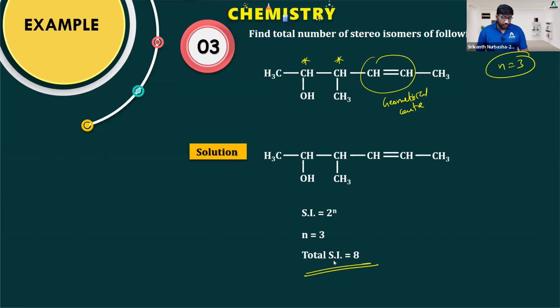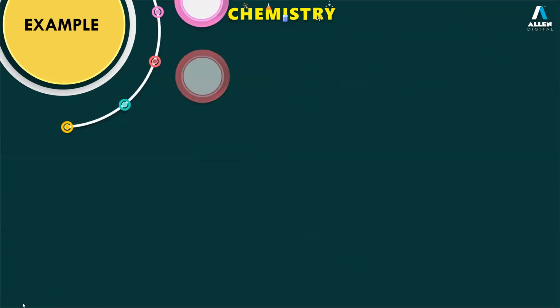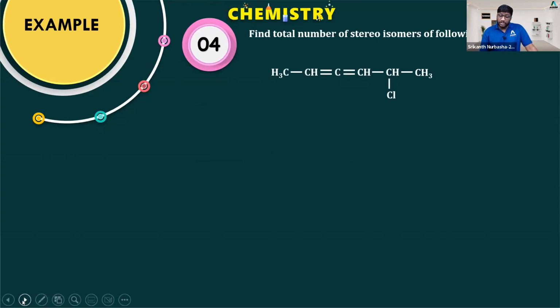Everyone got it or not? Yes, sir. Very good. These are the questions where people get confused. That's why I'm giving a lot of examples. Total number of stereoisomers of the following compound. Try to figure it out: CH3, CH double bond CH double bond CH, CHCl, CH3. Try to solve it now. Total number of stereoisomers.